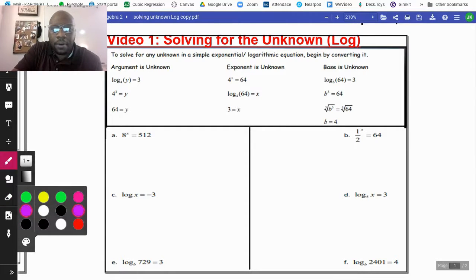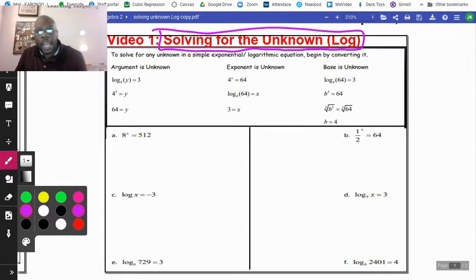So today we will learn about solving for unknown in logarithm equations. So let's go over it. All right. First things first. Y'all fill in the blank. First things first. There you go.